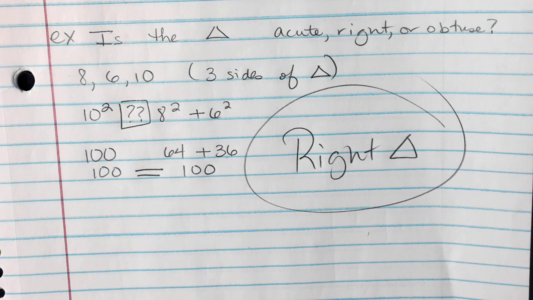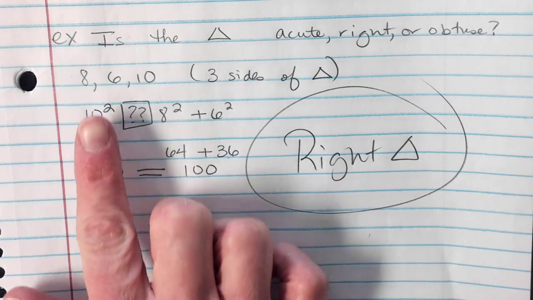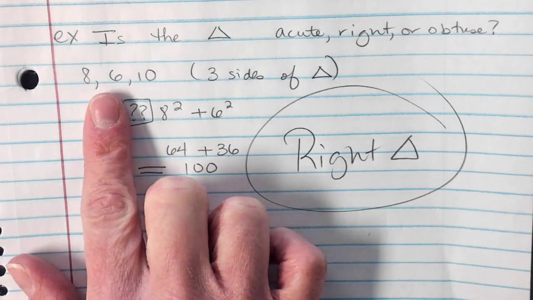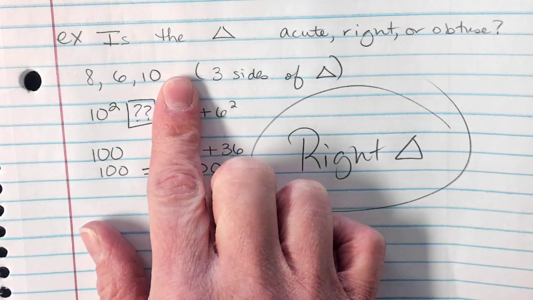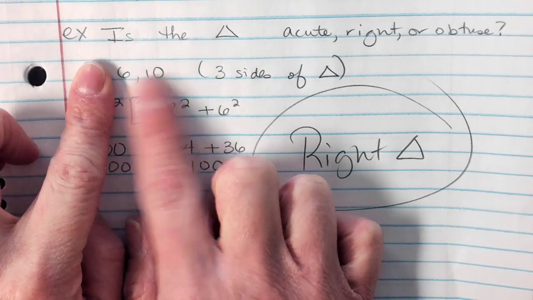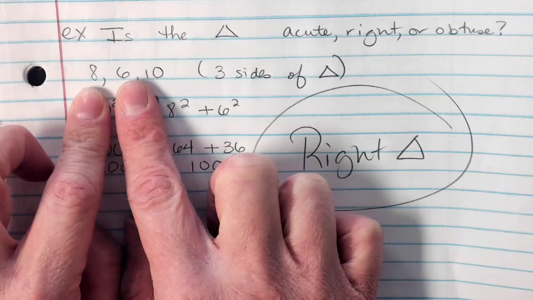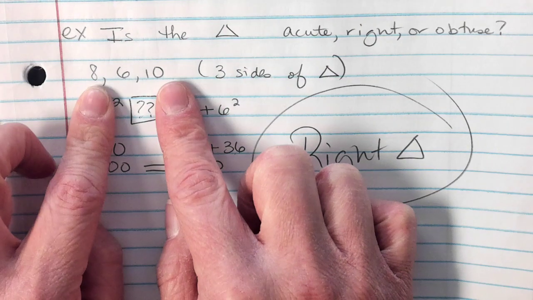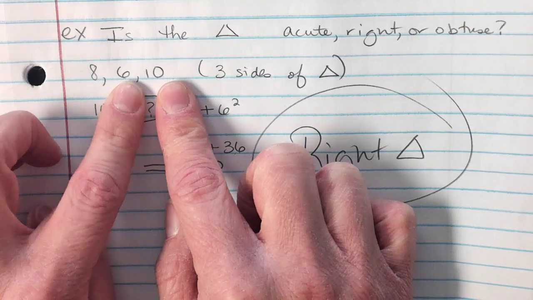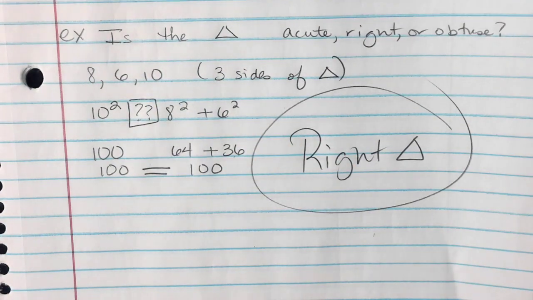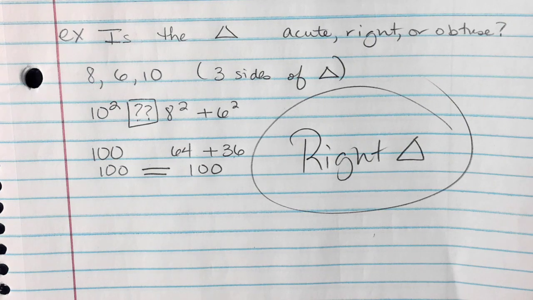Did I check to see if it was a triangle to begin with? Should I have maybe done that? Real quick, 8 plus 6, that's 14. That's bigger than the third side, right? 6 plus 10, that's 16. That's bigger than the third side, right? 8 and 10, the outside, that's bigger than 6. Might not hurt to make sure it's a triangle before you go through it.